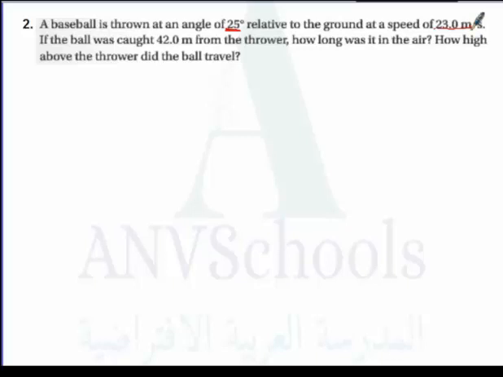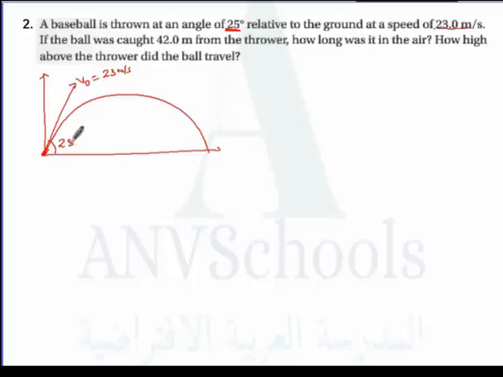So a baseball is thrown at an angle, there is a ball. Now this ball is thrown at an initial speed, this is the throwing point, okay? It will follow this kind of path. So this is V initial, that V naught is given, it is 23 meters per second, and it's thrown at an angle of 25 degrees. So we are asked to find, if the ball was caught 42 meters from the thrower. This is the thrower.